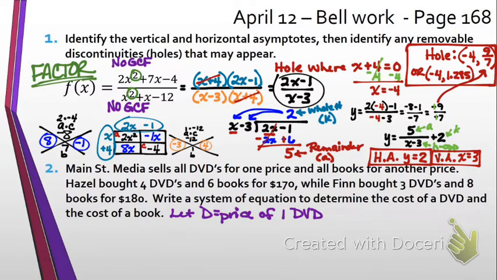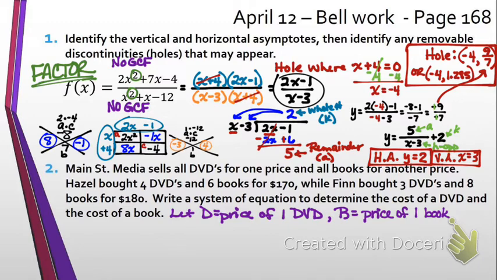If I'm going to let D be the price of a DVD, what should we let the price of a book be called? Sounds good. B equals the price of one book. Also, we can go off the assumption that books are $5 more expensive than DVDs.